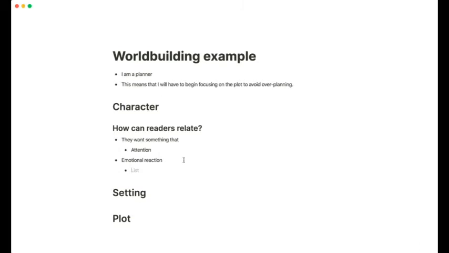The emotional reaction, how can you get the readers to react emotionally? And I've chosen this because a lot of readers will be able to react emotionally to the concept of marginalization because it's something that has happened more frequently in recent history. So I'll just put marginalization there.